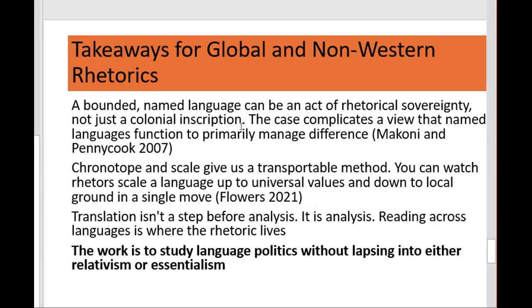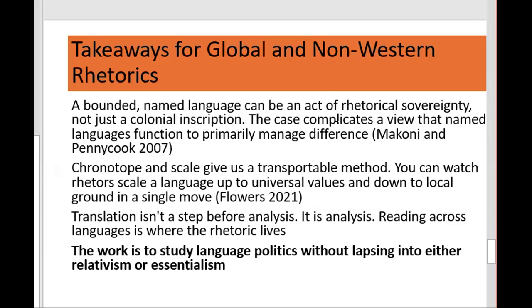Then the chronotope and scale give us a transportable method: you can watch rhetoricians scale a language up to universal values and also scale down to local values in the same utterance. They're able to say Bangla is an inherent language of the people that speaks to universal values of beauty, aesthetics, for literature. At the same time, in the same utterance, they're saying it evokes the language of Dhaka, it evokes the language of the people of this. It's universal and local simultaneously in the same utterance. And they're able to do that with the chronotopic representation they're doing each time.